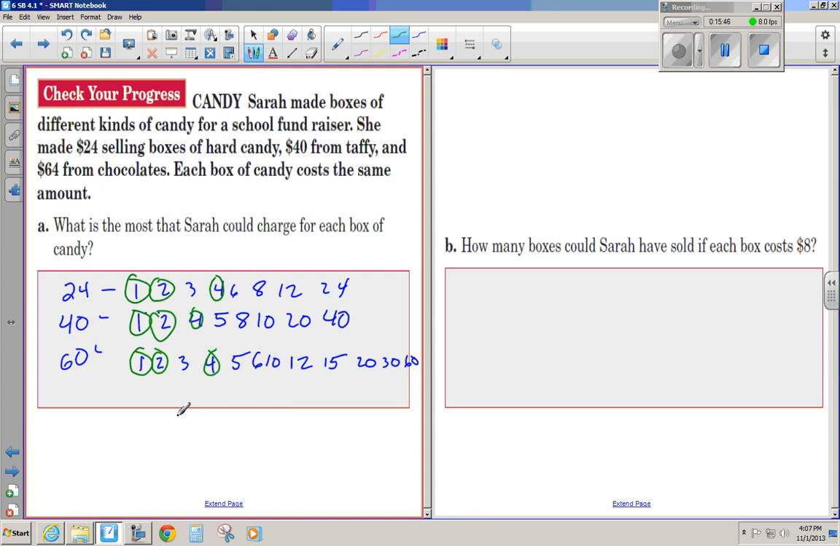It looks like the greatest common factor, hold on. Oh, shoot. Hopefully you said, hey, Mr. Andre, you did something wrong. I wrote all the factors correctly, but I wrote the number down incorrectly. So it's 64. So I messed up.